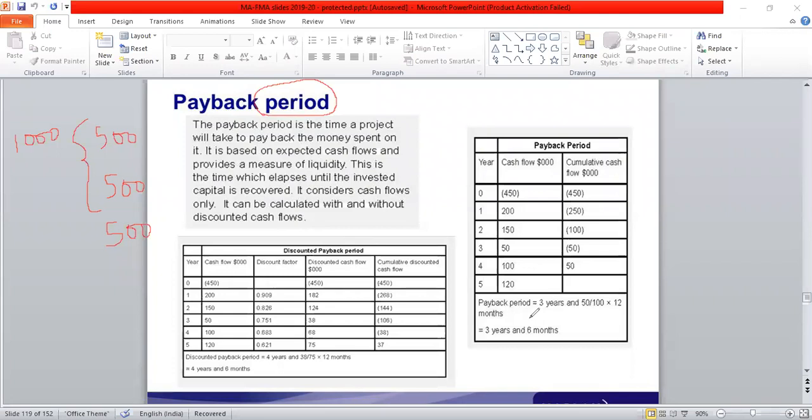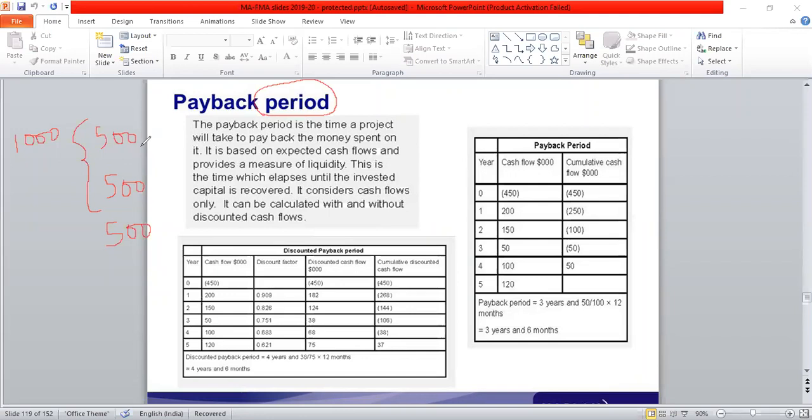So we see that the amount of 500, 500 together is 1,000, so 2 years. But just now I have mentioned that whatever the future cash flows are, these future cash flows do not have the same value. As the time passes by, the value of money decreases. So 500 will not have the same value, it will have a lesser value.